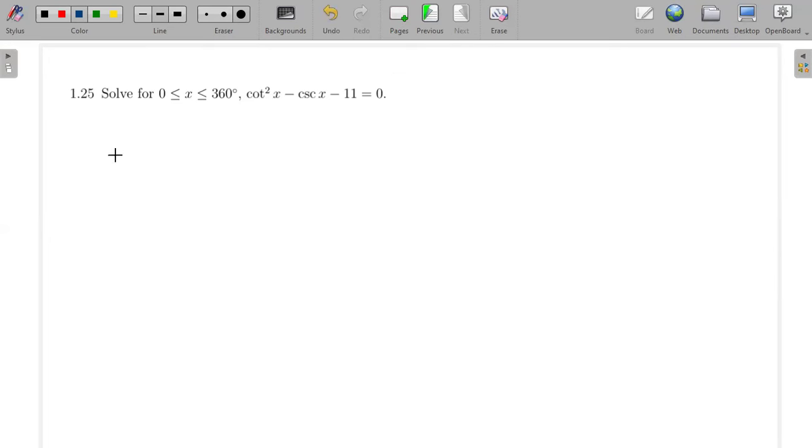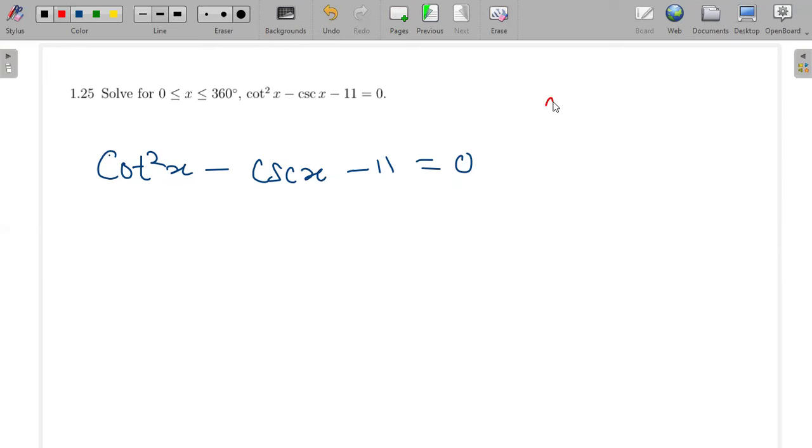So here I can see I have cot squared x minus cosec x minus 11 is equals to 0. So if you don't know the identities here, there's nothing that you can do. You will just fail the questions. So always know the identities. I'm sure when you're writing your exam, they even give you a leaf for the identities, right? So here the identity that we're going to use is this one.